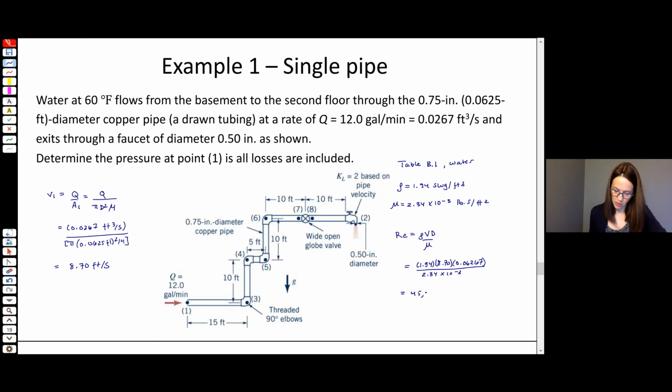So our Reynolds number is 45,000. That's about an order of magnitude higher than 4,000. So we are definitely in the turbulent flow regime.